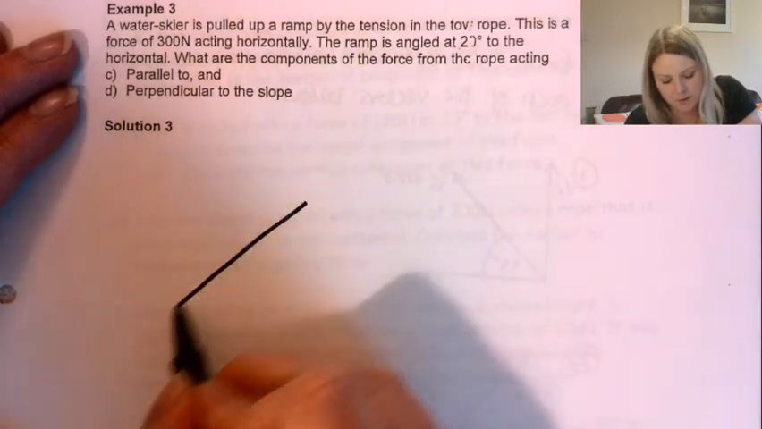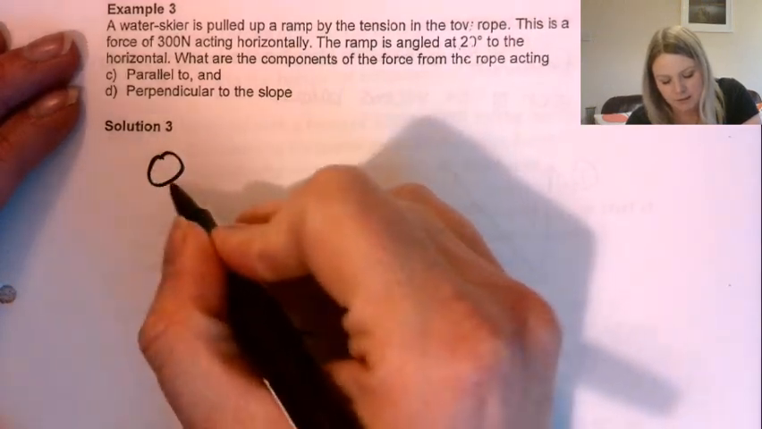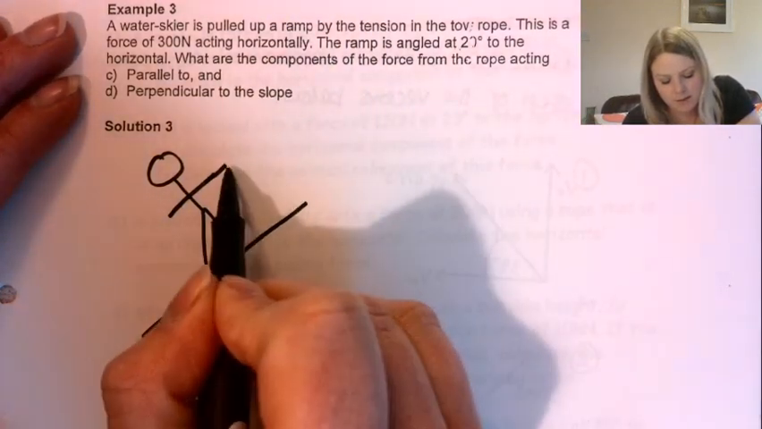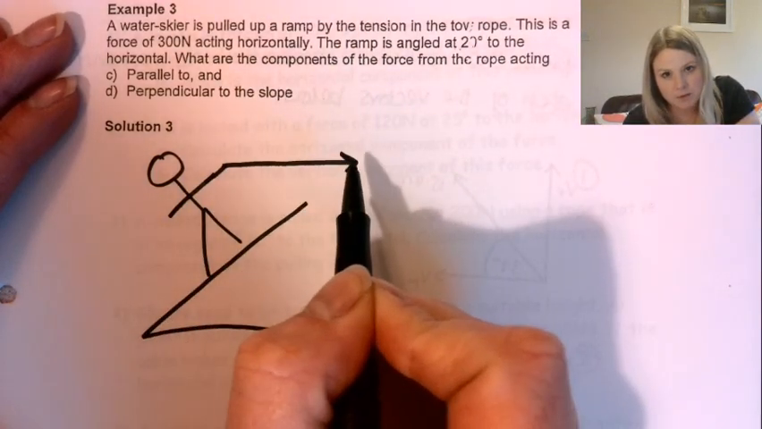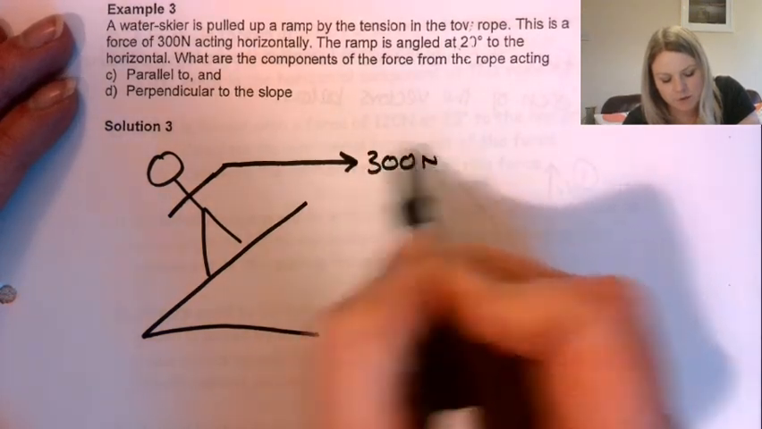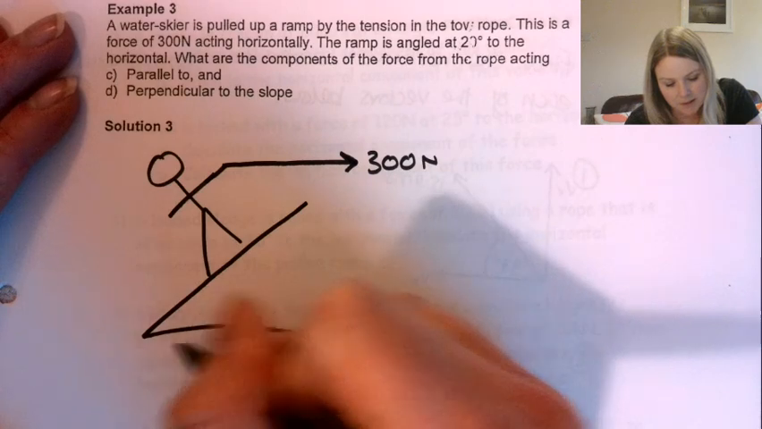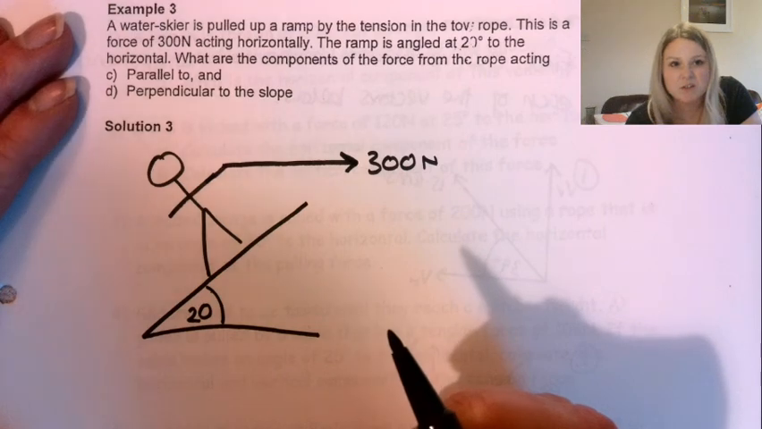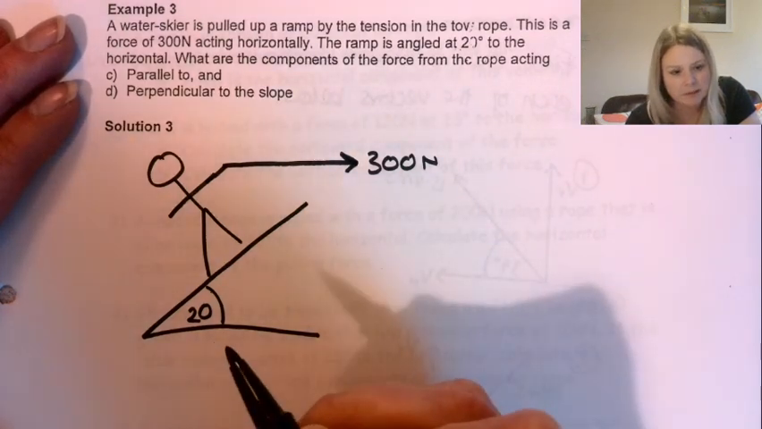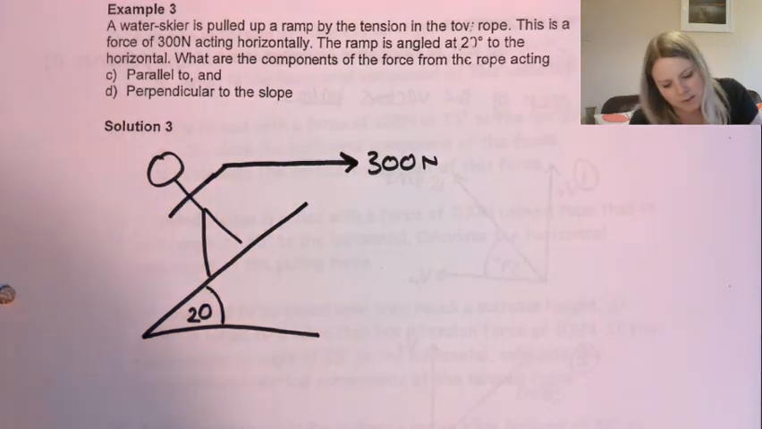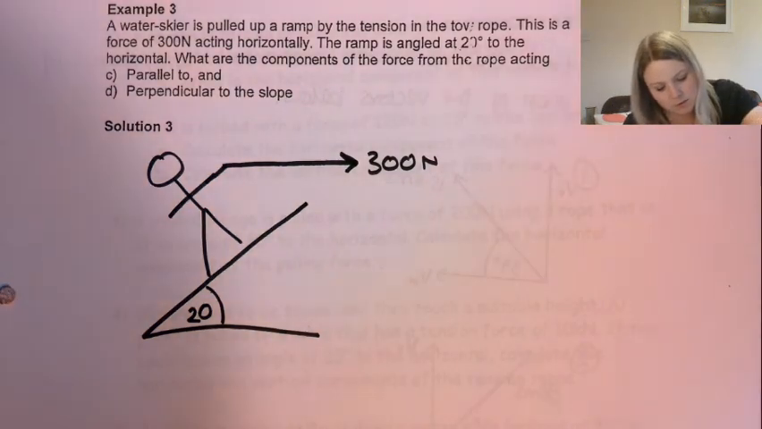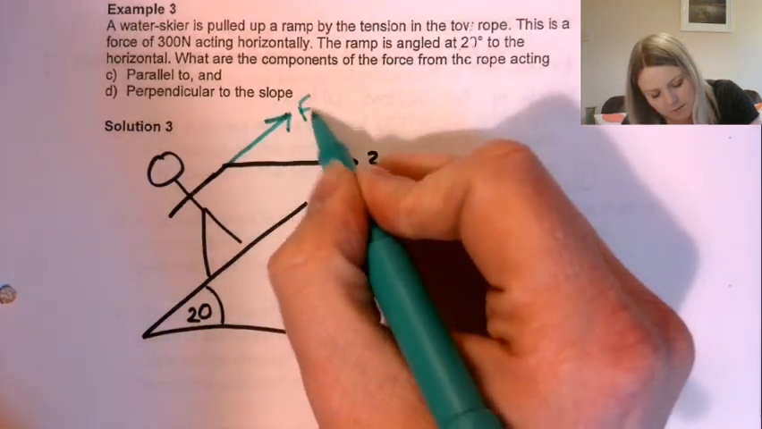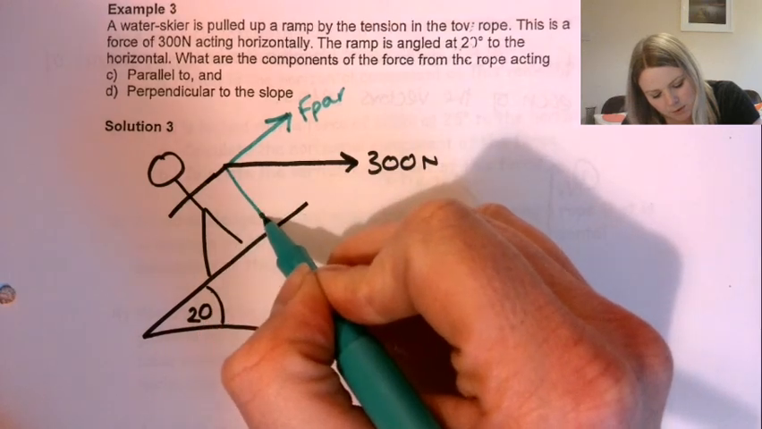Okay, so here's my slope, and here's my massive person on it. This skier is getting pulled by a force, which is 300 newtons horizontal. So this is parallel with this, and our angle here is 20. Don't think I meant to do two examples both at an angle of 20. Now, what do we have to find? The components of this force which are parallel and perpendicular to the slope. So our parallel component is going to be here, and our perpendicular component here.